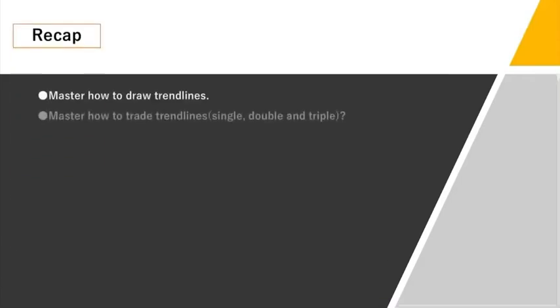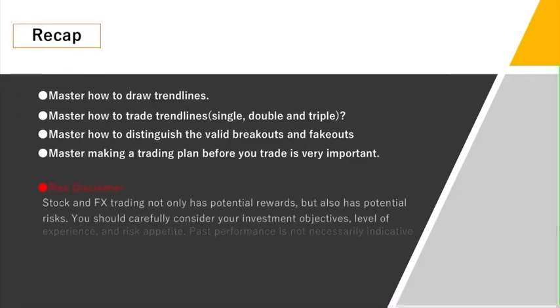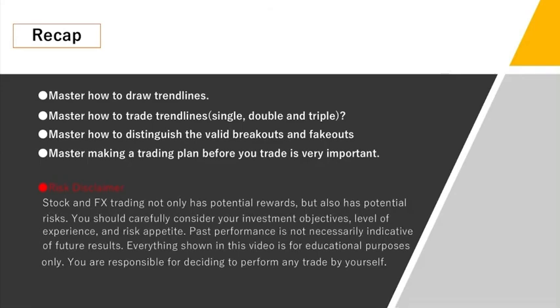Coming up next, okay, let's have a quick recap for today. We have mastered how to draw trend lines and how to trade trend lines: single, double, that means channel, and triple, that means a fan pattern. And then we have mastered how to distinguish valid breakouts and fakeouts. And finally, we learned that making a trading plan before you trade is very, very important. So please remember this and do this before you trade.